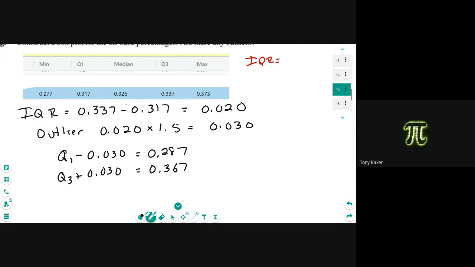So we have, it's going to be less than 0.287 and greater than 0.367. Do I have any outliers in this data? Yes, because if we look at my minimum and my maximum, they're both outside of that. So I have outliers in my data. Let's go look at the data and see where those outliers lie.